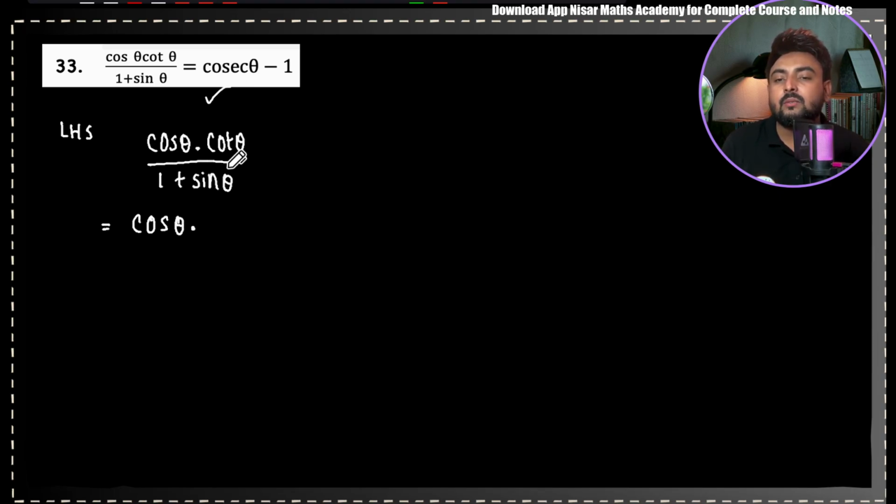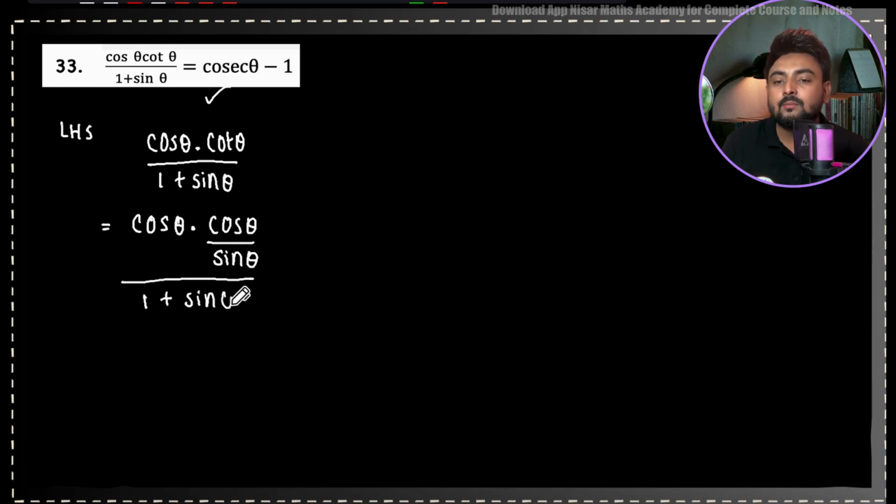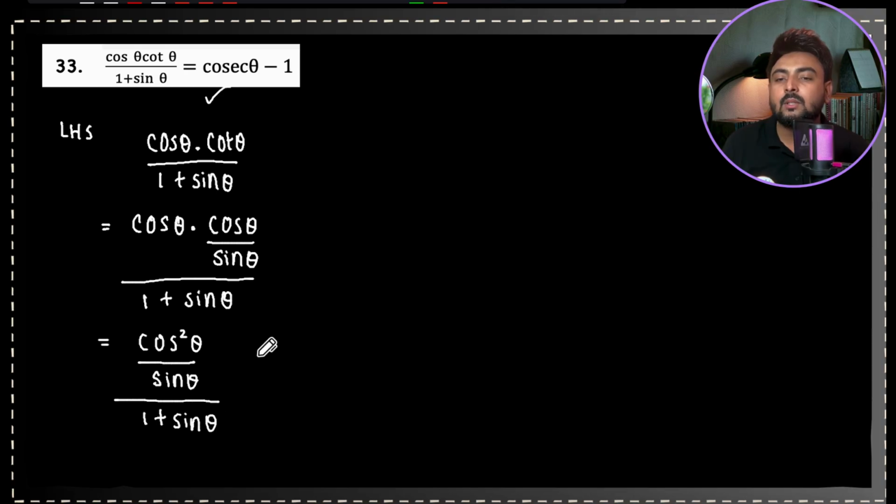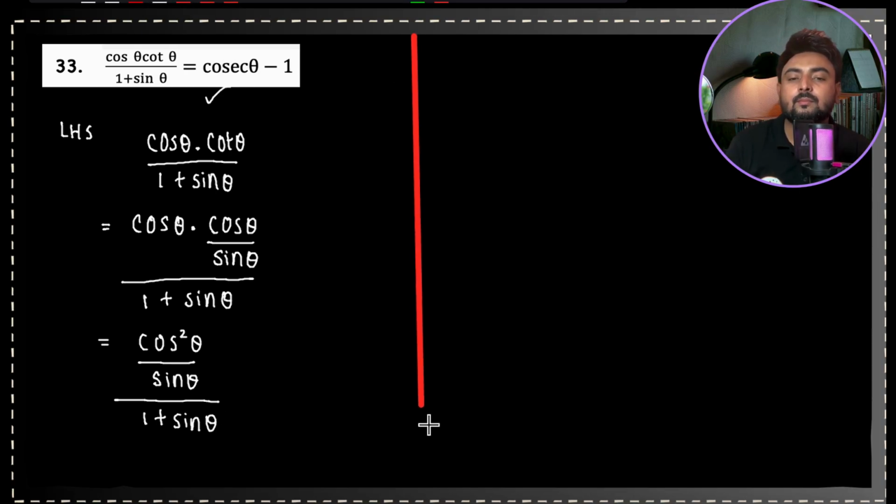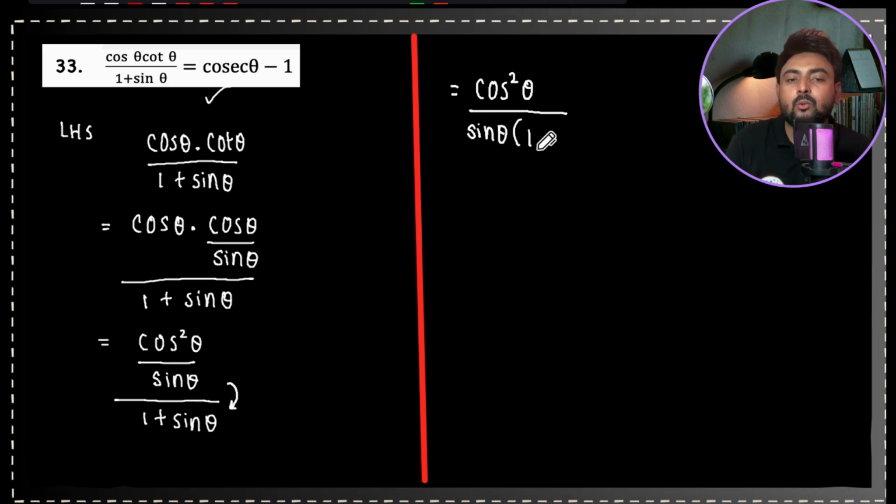So cos theta will be as it is first, and then cot I'll write as cos by sin. It means here everything I should convert in terms of sine. Why? Because from sine only we are going to get cosec. So cos into cos, it will be cos square theta upon sin theta, upon 1 plus sin theta we have. Then we'll be getting cos square theta upon, this both will go in the multiplication. So this will be sin theta into 1 plus sin theta.